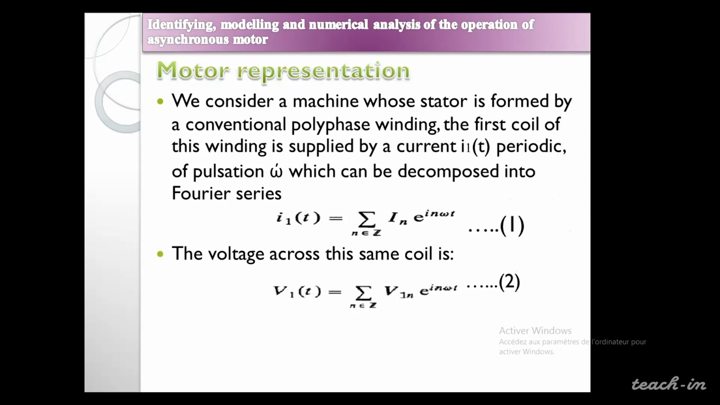So, we have here in the second part, motor representation. We consider a machine whose stator is formed by a conventional polyphase winding. The first coil of this winding is supplied by a current I1 of t, periodic of pulsation omega, which can be decomposed into a Fourier series, as you see here in Formula 1. The voltage across the same coil is shown in Formula 2.